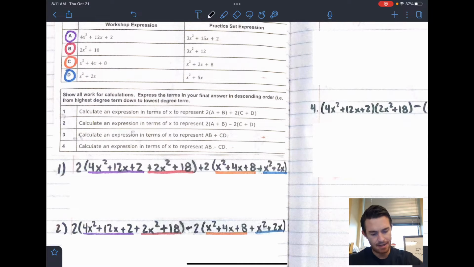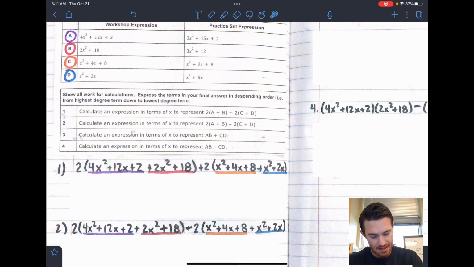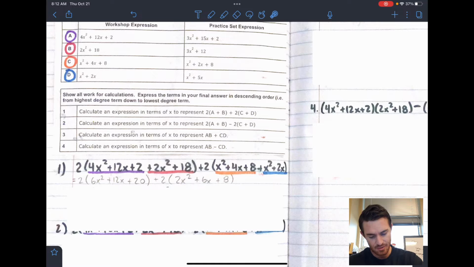Okay, first step that I'd like you to do is to simplify what is inside these parentheses. Remember, we're doing PEMDAS. So we start with our parentheses or our groups. So we're looking inside of here. If I look inside of here, I've got some x squareds there. I have some x's, or just one x, and then I have some constants. All right, so that side of the expression simplifies to 6x squared plus 12x plus 20.